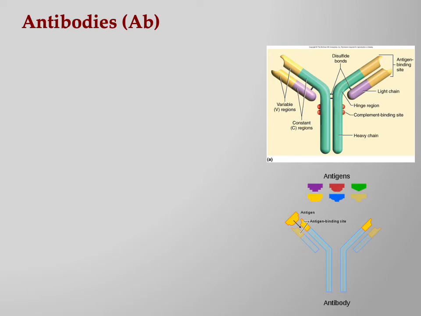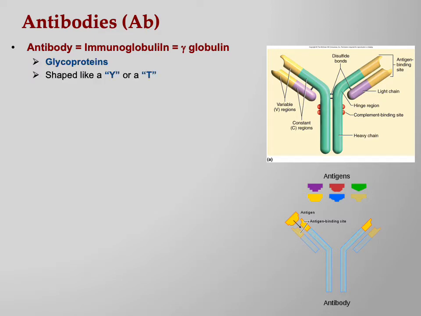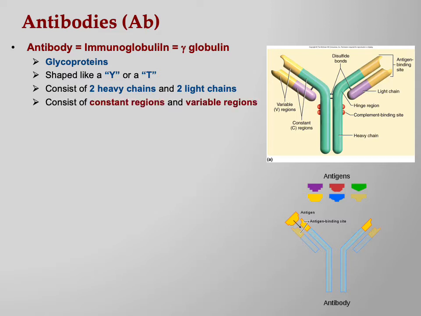We've talked about the T cells and the B cells and the humoral and cell-mediated divisions of the specific or adaptive immune system. Let's focus in on antibodies now. Antibodies are these Y-shaped structures. Antibody, remember, is the same as immunoglobulin, same as gamma globulin. They're glycoproteins. In other words, they're proteins that have sugars on them, shaped like a Y or a T. They have two heavy chains and two light chains. You can see there in the illustration, it shows the light chains and the heavy chains.